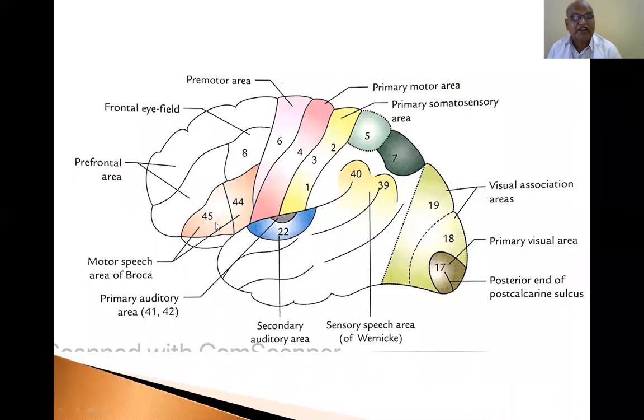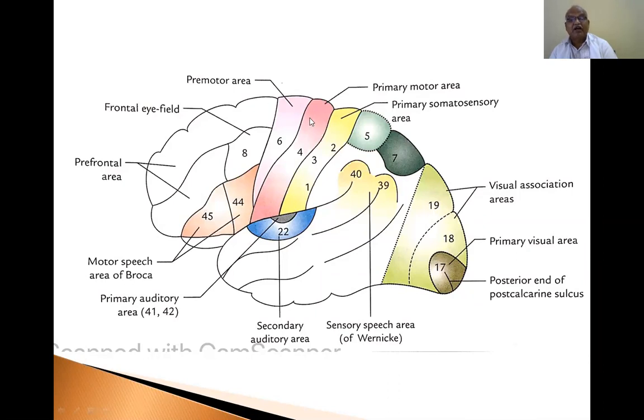So the motor speech area of Broca is 45 and 44. This is the primary auditory area, and this is the secondary auditory area, areas 20, 22. This is area 40 and 39, the sensory speech area. So this is the primary visual area in the occipital lobe. Areas 18 and 19 are visual association areas, the secondary visual areas.